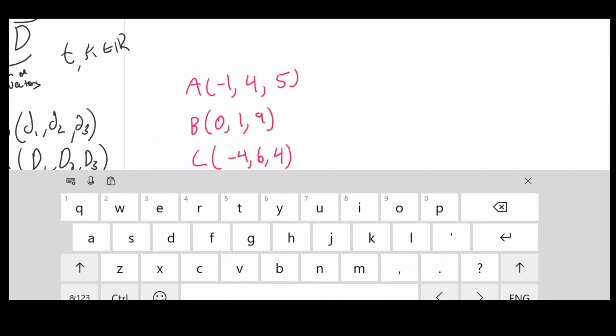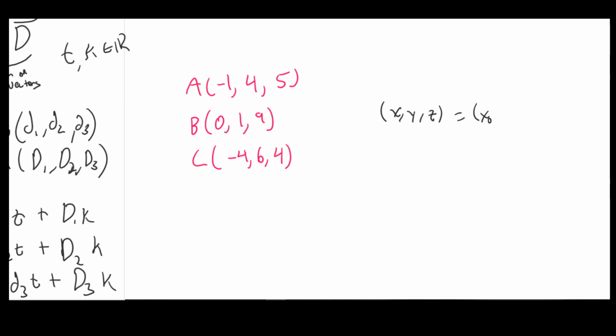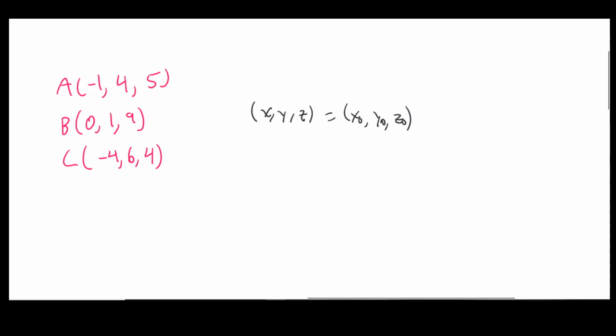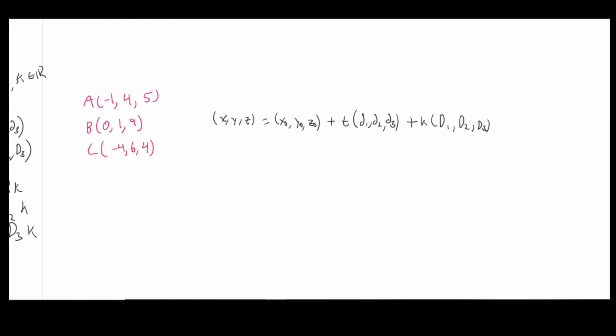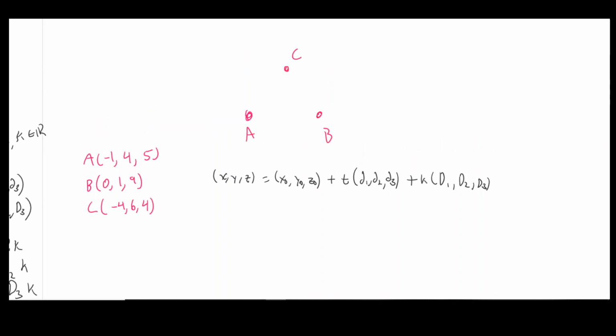Okay. So if we're going to do this, our equation's going to look like this. Some starting point plus t times a direction vector and k times yet another direction vector. And what we have, somewhere there's an A, somewhere there's a B, and somewhere there's a C sitting on our plane that exists somewhere. And so for starting point, we have 3 valid choices. I'm going to choose A, because it's the first one.